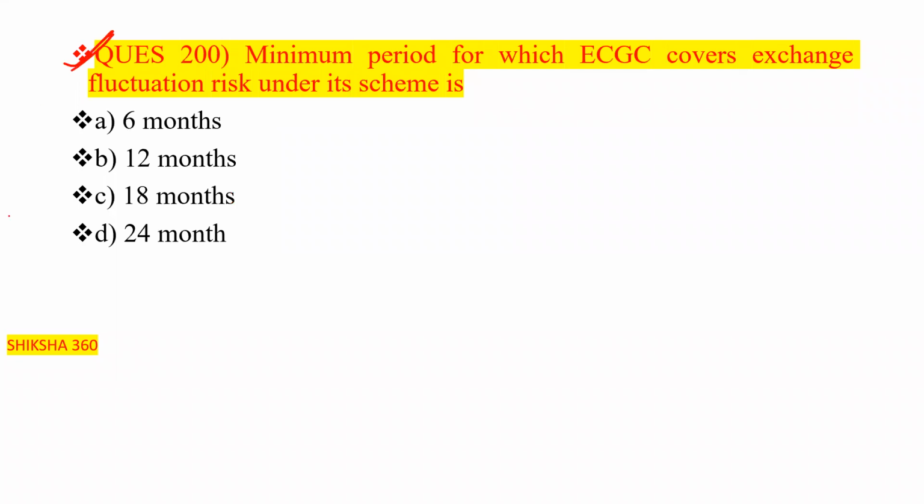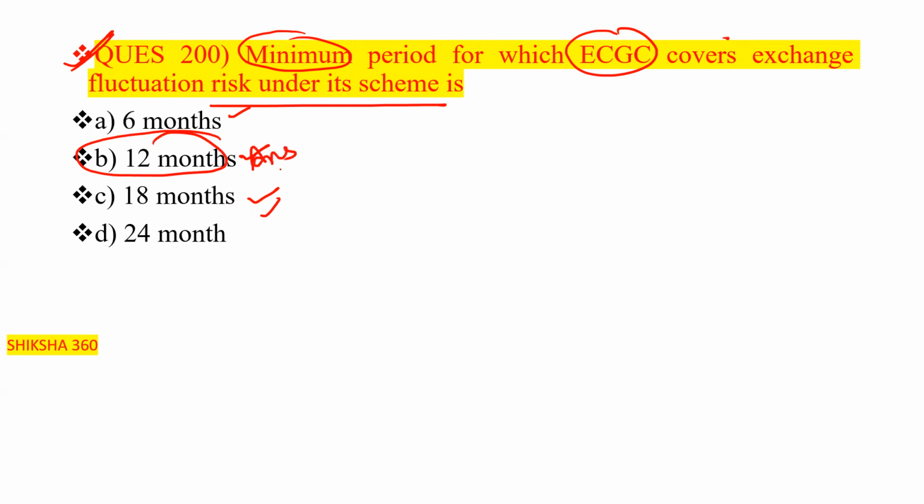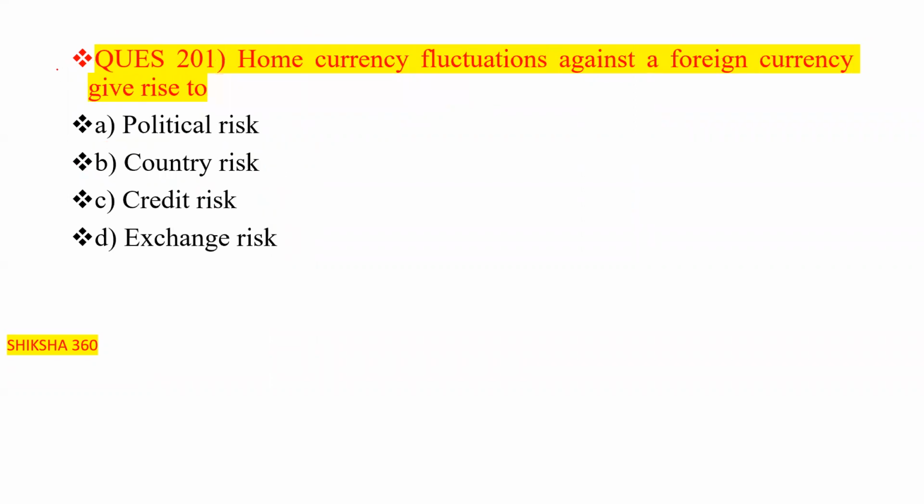Question number 200. The minimum period for which ECGC covers exchange fluctuation risk under its scheme is: 6 months, 12 months, 18 months, or 24 months. So the minimum period for which ECGC covers exchange fluctuation risk under its scheme is 12 months. So option number B is the answer, that is 12 months. Now move to the next question.